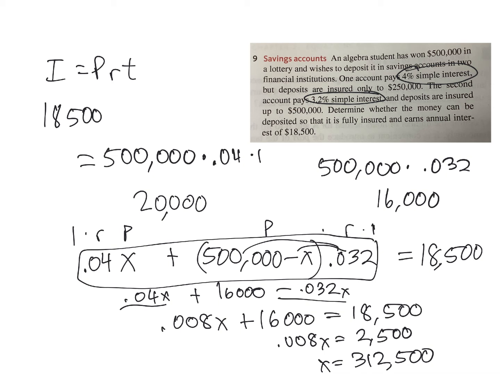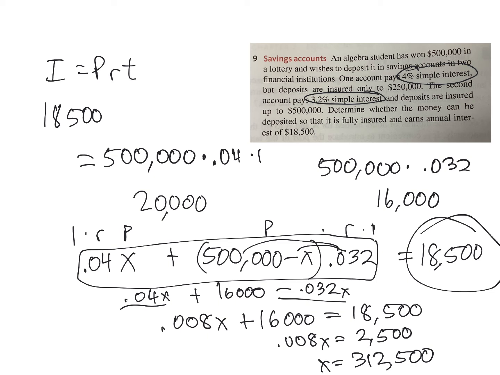That's what you have to invest in the bank that has 4% simple interest. And here, this is why it doesn't work, because he wants the total amount insured. Well, the first bank only insures up to 250,000. It's not that he can't get the 18,500. He can get that. It just won't be totally insured in case something happens.